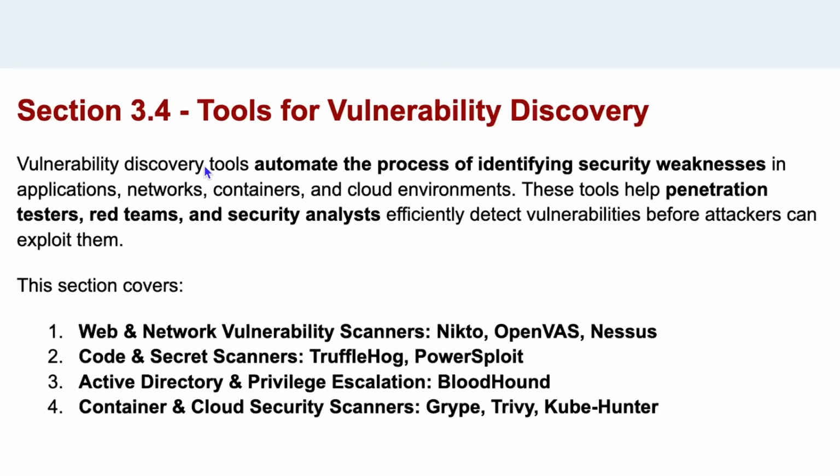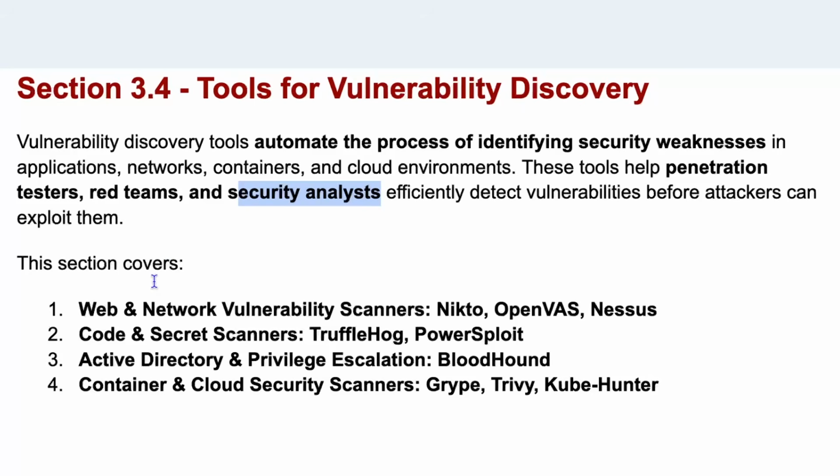So a quick read through: vulnerability discovery tools automate the process of identifying security weaknesses on applications, on networks, on containers and cloud environments, systems, anything like that. These tools help penetration testers, red teamers, and security analysts efficiently detect vulnerabilities before attackers can exploit them. And we're going to be talking about web and network vulnerability scanners like Nikto, OpenVAS, and Nessus. We're going to talk about code and secret scanners like TruffleHog and PowerSploit, and Active Directory privilege escalation with BloodHound, and container and cloud security scanners like Grype, Trivy, and Kube-Hunter.